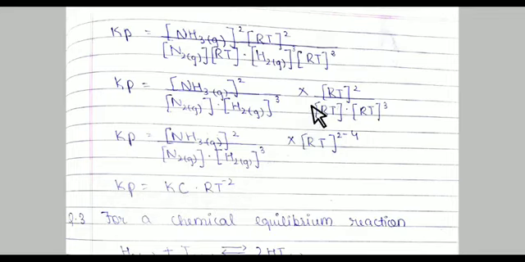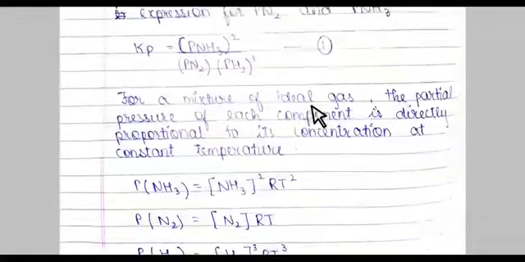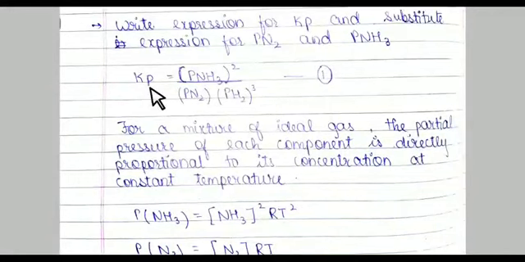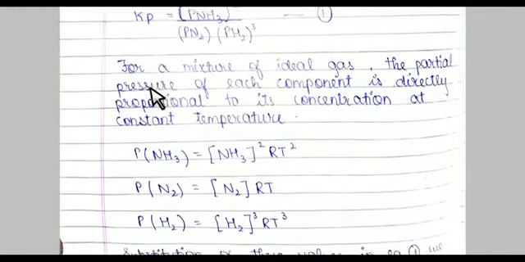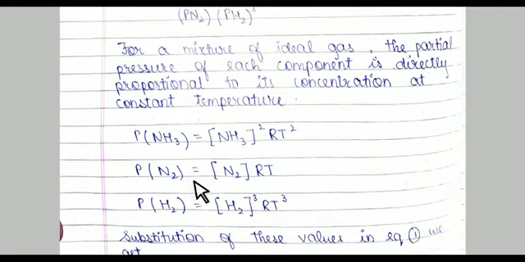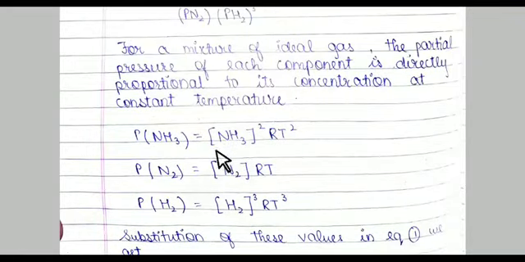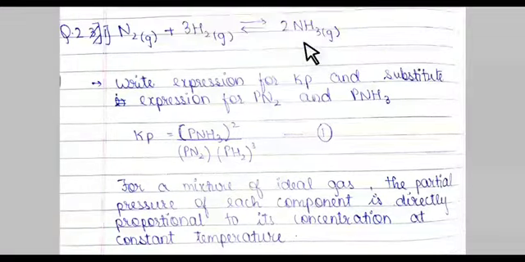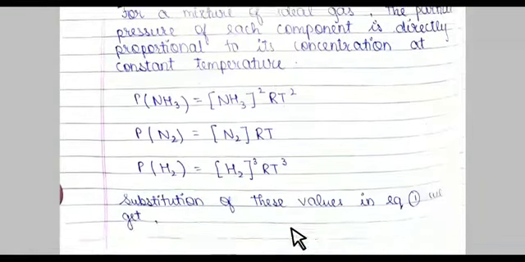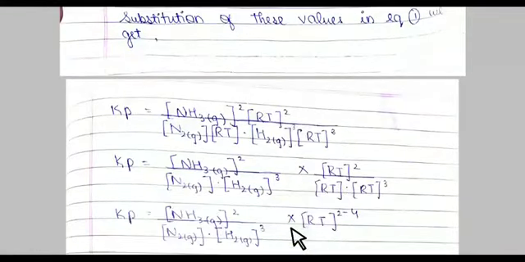See here, student, what we have to do here: we have to first write the formula for Kp. Then we have to apply that for a mixture of ideal gas, the partial pressure of each component is directly proportional to its concentration. Then we put all these values in the formula of Kp. Whenever we put these values, we have to separate all RT from here, and we will get the formula for Kp.